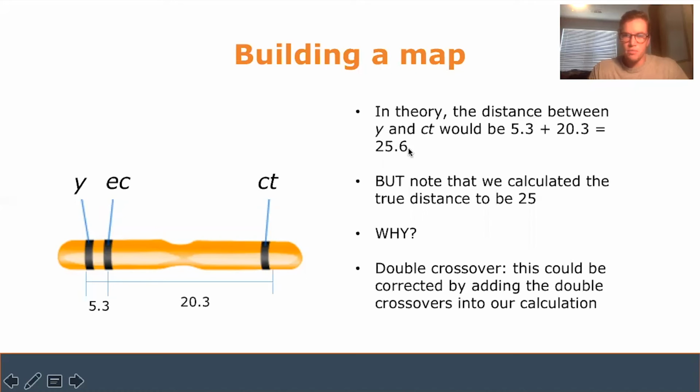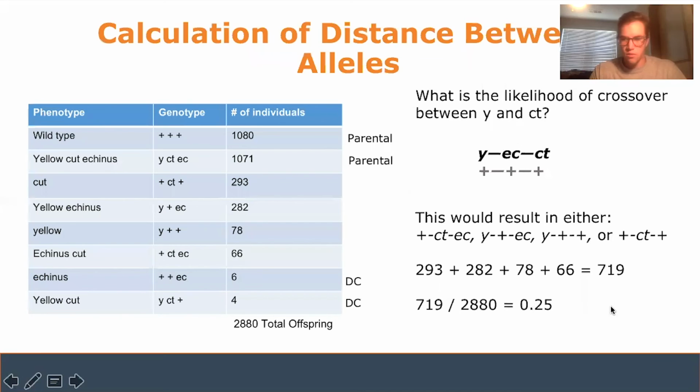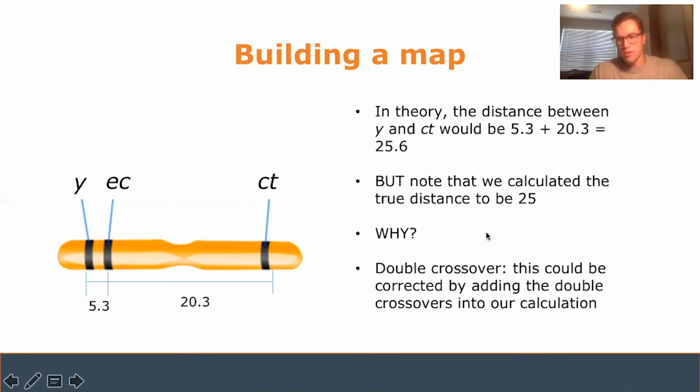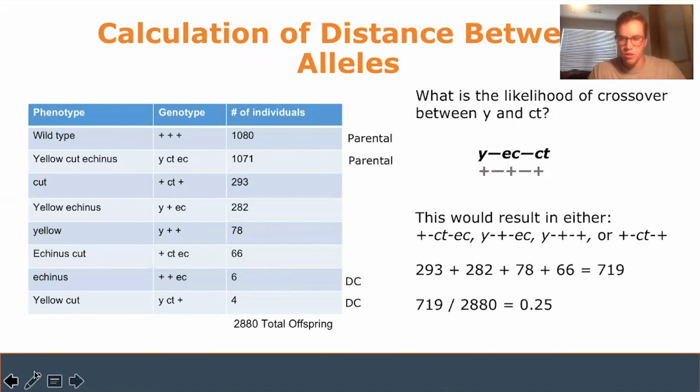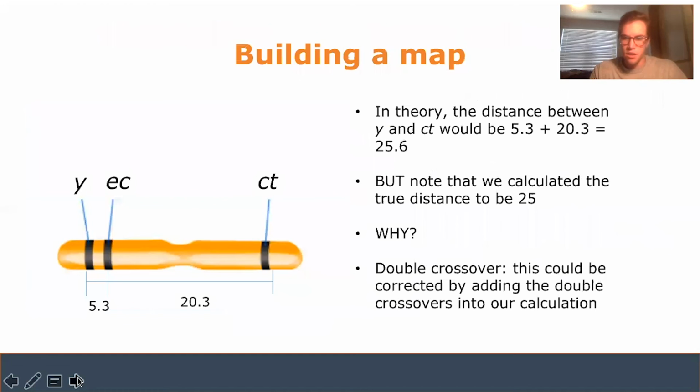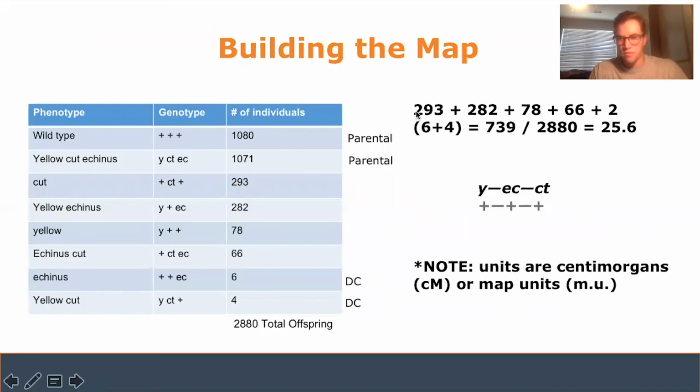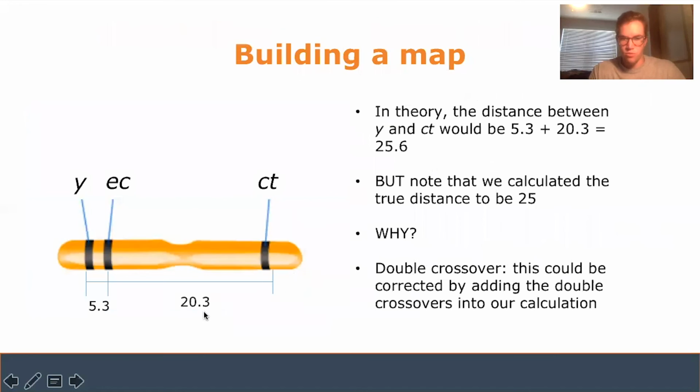But notice this. In theory, the distance between Y and CT, you could just add these up. We have 5.3 here and 20.3 here, and you add them up and it equals 25.6. But when we calculated it, we found the true distance to be 0.25. So what accounts for that discrepancy? Looking back at our original calculation, we didn't add in the double crossover. When we said Y and CT, we said crossover can happen here and crossover can happen here, but we didn't calculate the probability that crossover happens here and here. So now we're going to add that in. By adding the double crossover in, add 6 and 4 in there times 2, because there are 2 ways a double crossover can happen, you get 25.6, which is exactly equal to what you get if you add up these two distances.